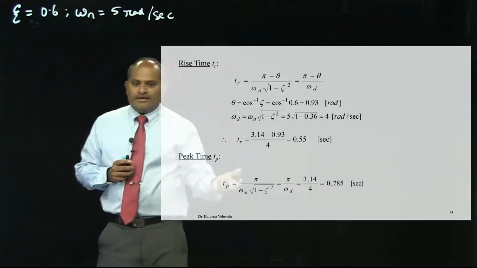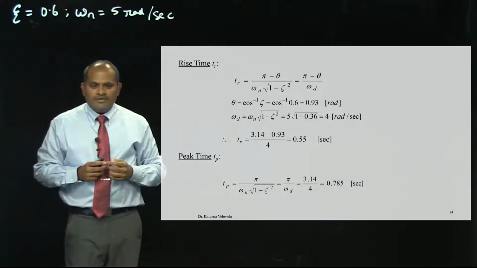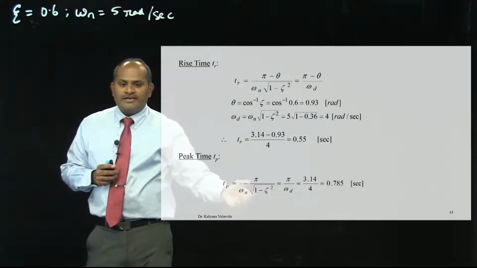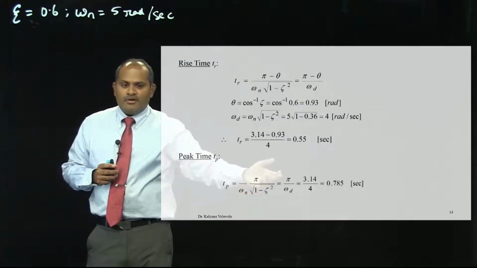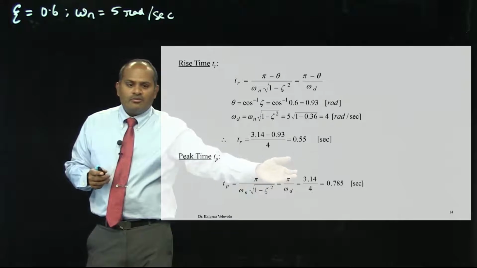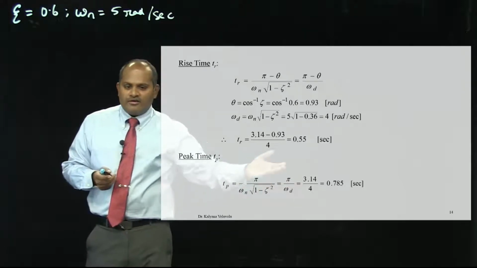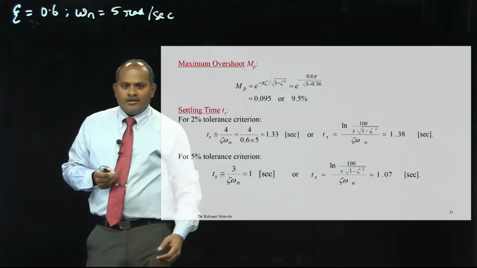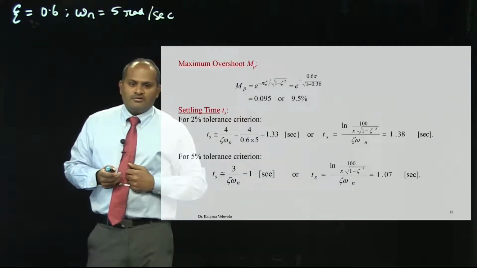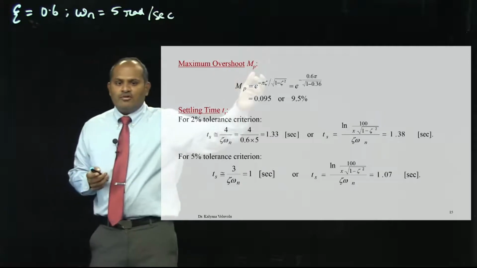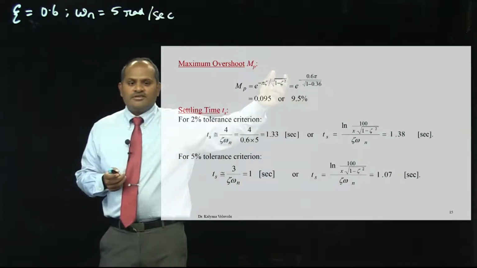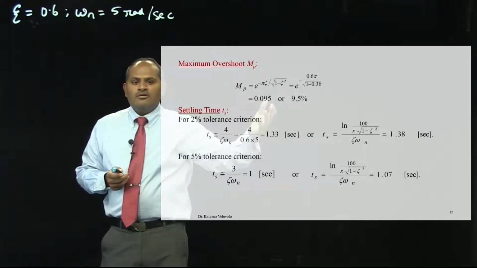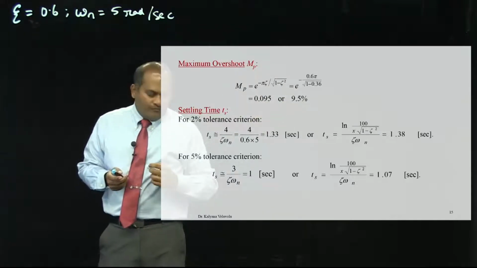Next, peak time. Peak time Tp is equal to pi by omega n into root of 1 minus eta square, that is pi by omega d. So, you have 3.14 by 4, you can get the value for peak time. Use the expression, substitute the values. Similarly, maximum overshoot. Mp is equal to e power minus pi eta by root of 1 minus eta square. Substitute the values, I get 0.095 or 9.5%.